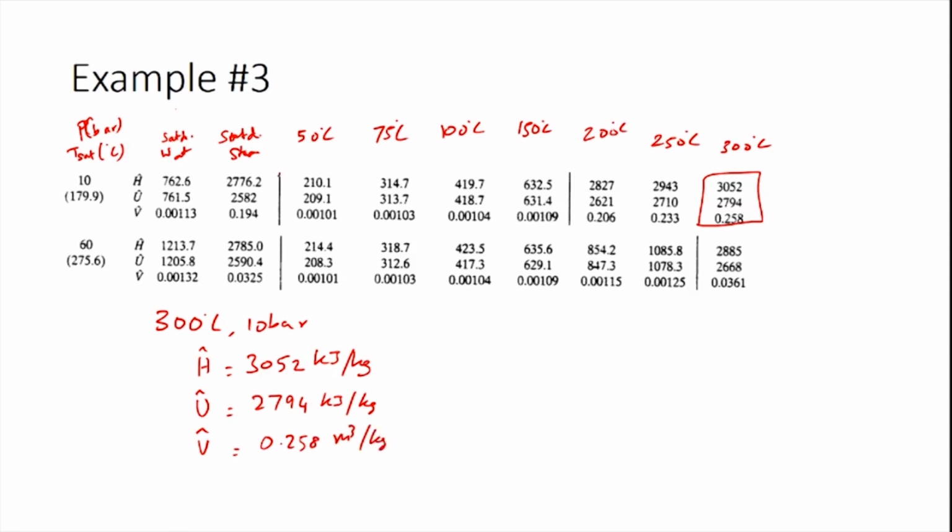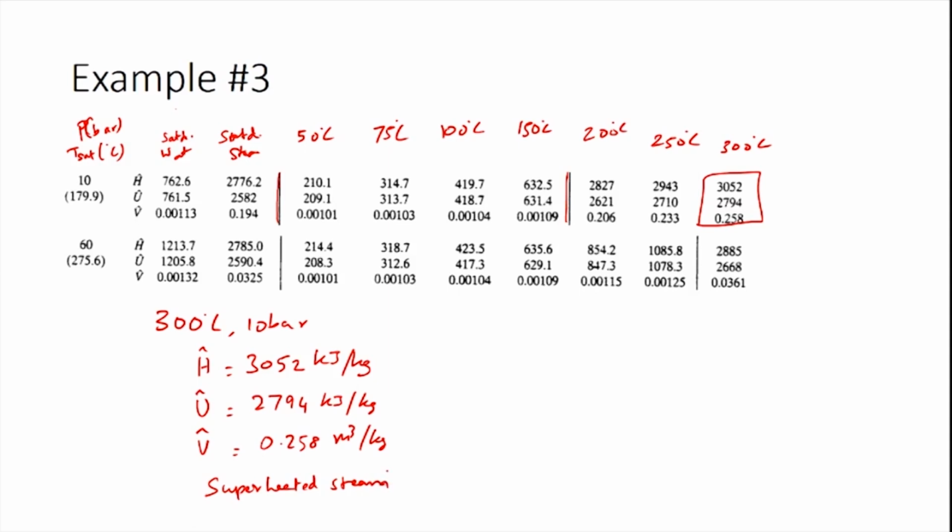So, these lines that you see here are actually the boundaries of the step shaped box which we saw earlier. This particular point lies outside the step shaped box, indicating that this would be a superheated steam. So, the condition here is superheated steam.